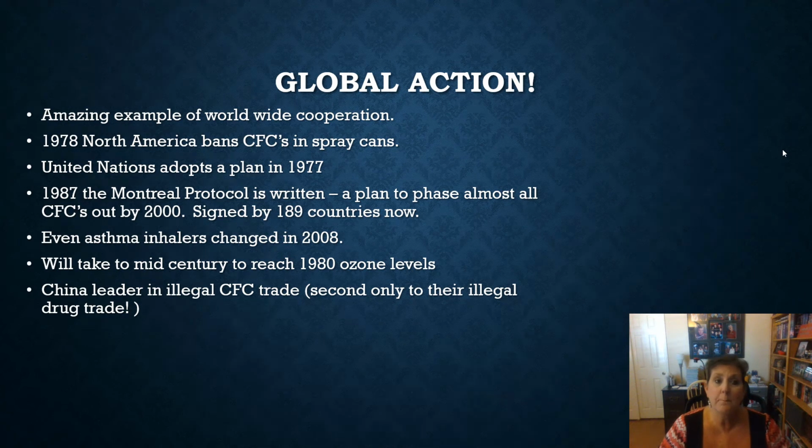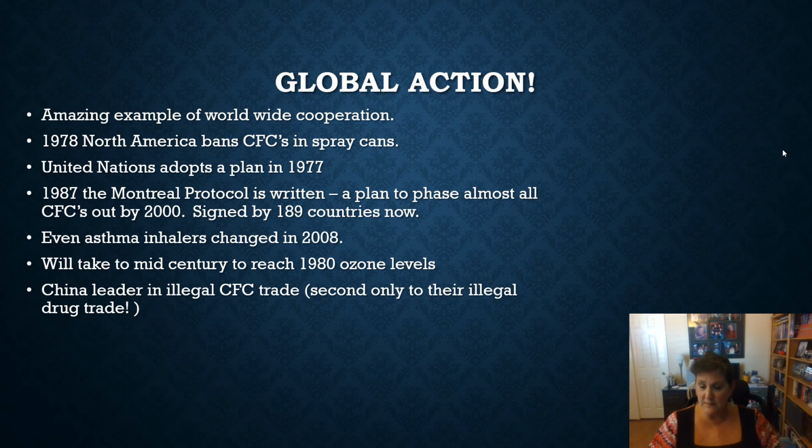It's going to take to mid-century or a little bit later to reach 1980 ozone levels, but we are now on track for the ozone hole to start to decrease. So China is the leader in illegal CFC trade. It's second only to their illegal drug trade. I can't imagine people on street corners, hey, you want to buy some CFCs? But apparently that's a deal over in China.